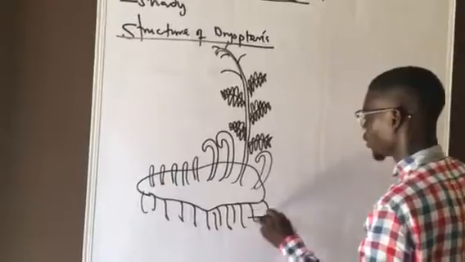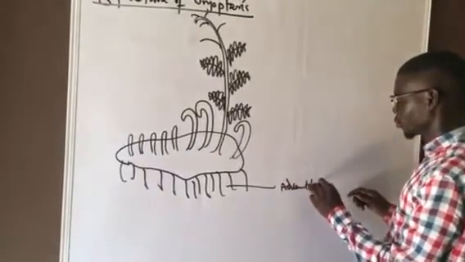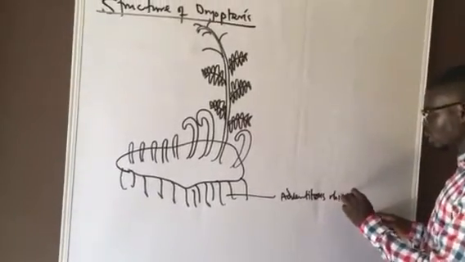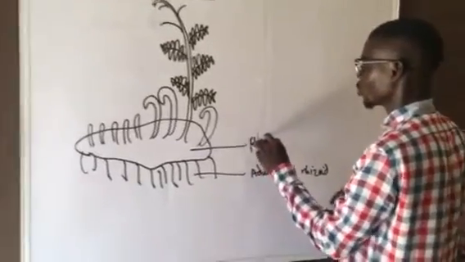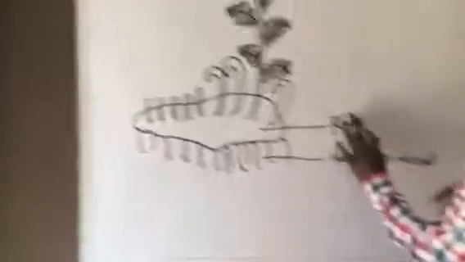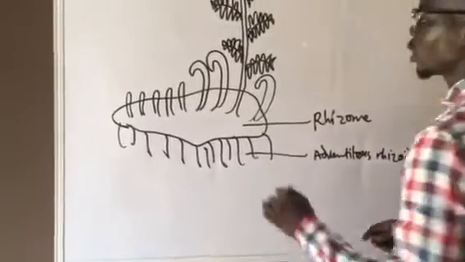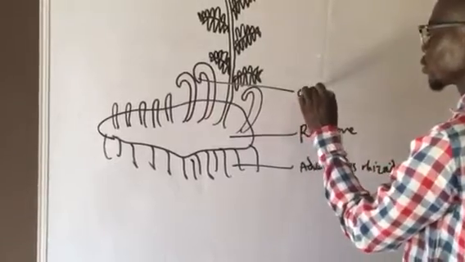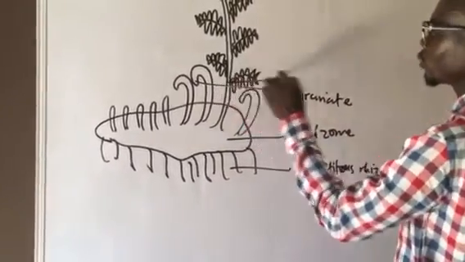So this is the rhizoid. Adventitious rhizoid for absorption of water. This is the rhizome, the horizontal rhizome, horizontal underground stem. We have the young leaf, the circinate, and we have the mature leaf, the ramenta.